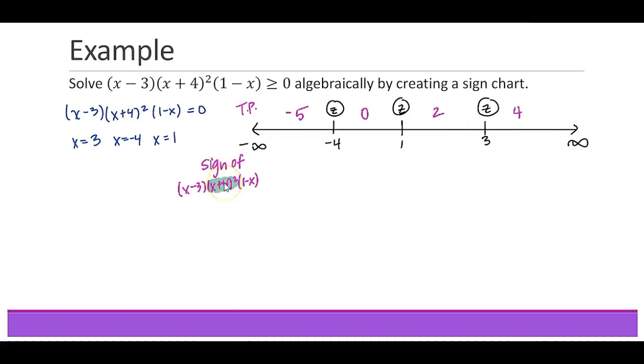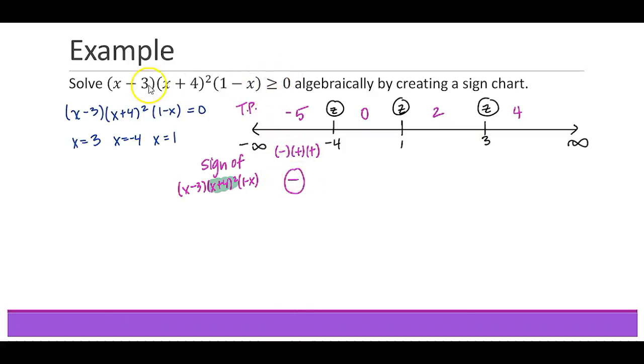It's just going to be a positive and that's not going to affect anything. So I just have to plug the test points into the outer two factors, x minus 3 and 1 minus x. So -5 minus 3, that's a negative. Again, the middle term is always positive, so we can either ignore it or just always put a plus there. And then 1 minus -5, that's going to give me 1 plus 5, or 6, so that's another positive. So altogether, I have a negative interval. So I don't want that interval.